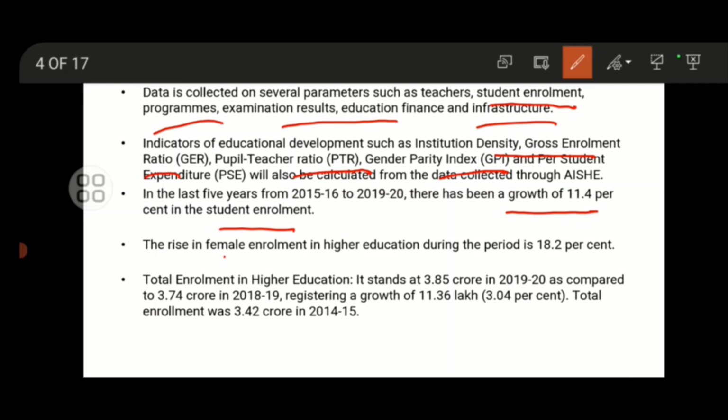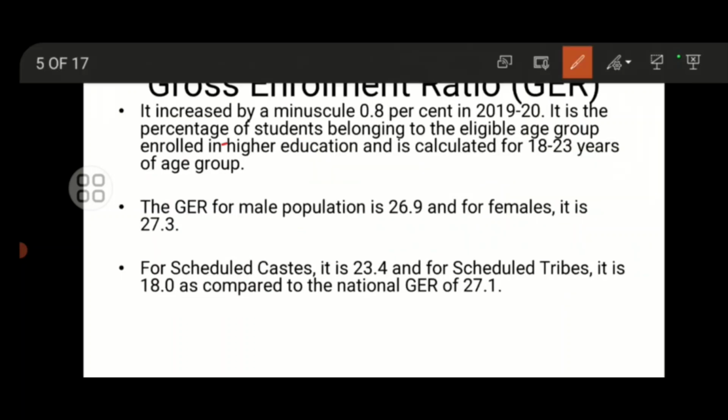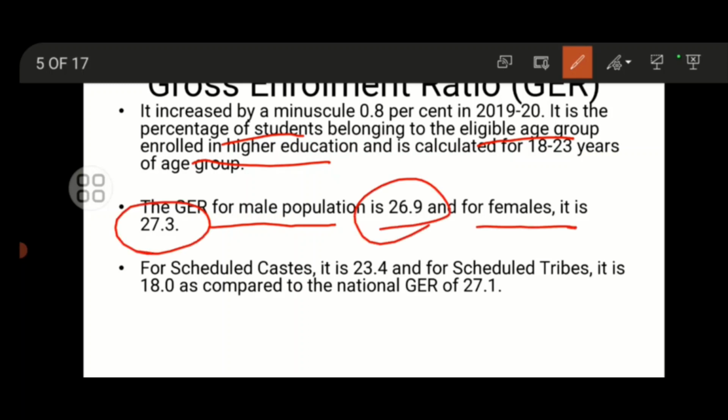The overall student enrollment has risen. Female enrollment in higher education has also risen, and the total enrollment in higher education has risen to 3.42 crore. The gross enrollment ratio has also increased. Gross enrollment ratio means the percentage of students belonging to a particular age group enrolled in higher education. For the male population the gross enrollment ratio is 26.9, for female it is 27.3, for SC 23.4 and for ST it is 18.0.